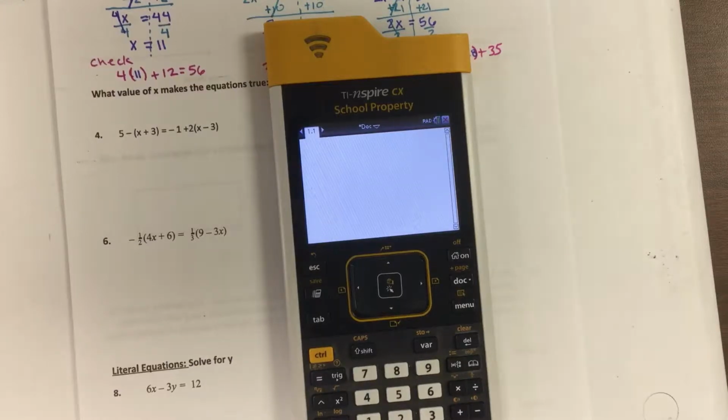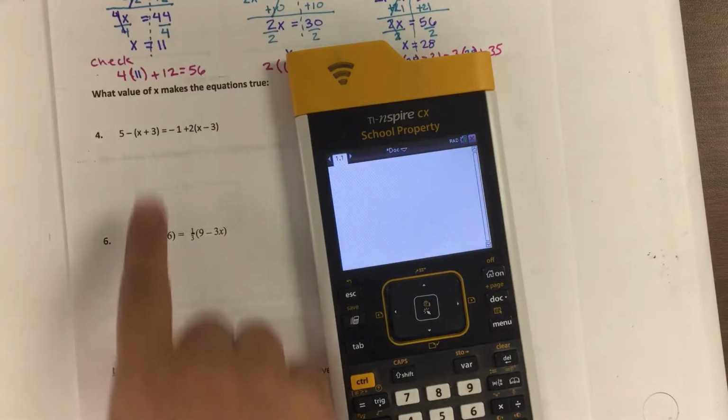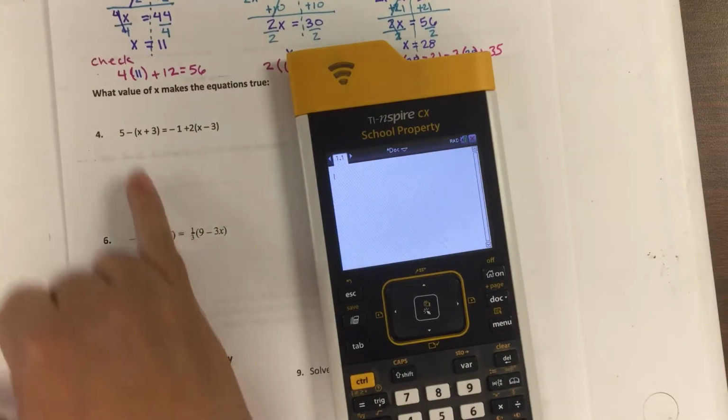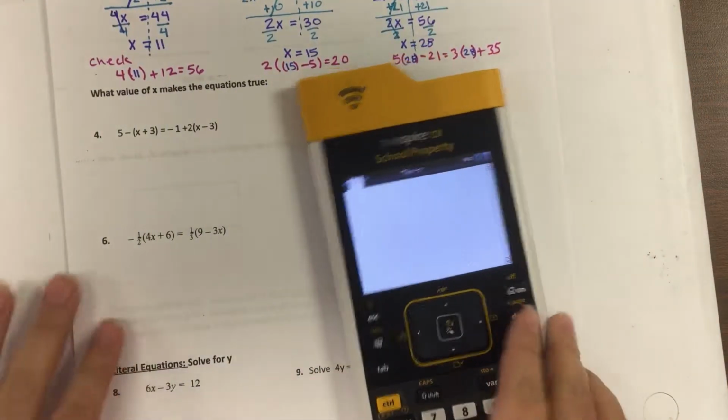Alright, so in this next video, we're going to go ahead and look at questions 4 through 7. And this is where we have a little bit more multi-step equations. We have variables on both sides, fractions, distributing of a negative. So a lot of fun stuff going on here.